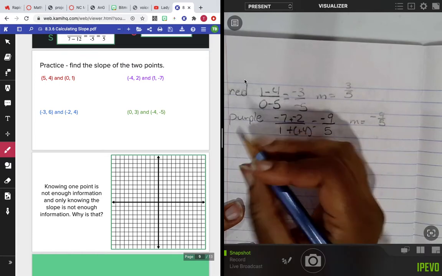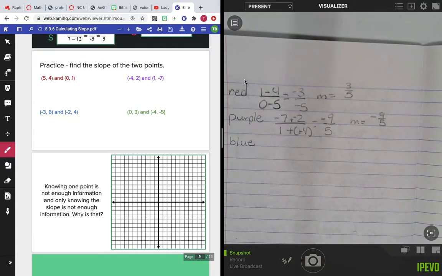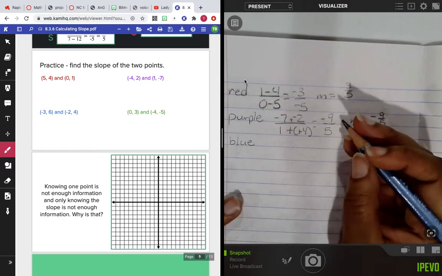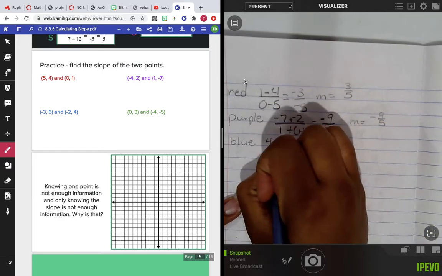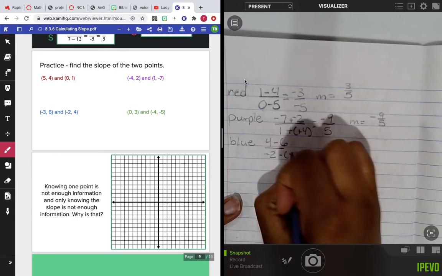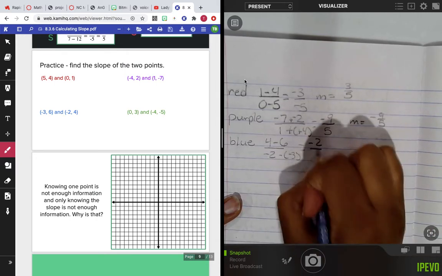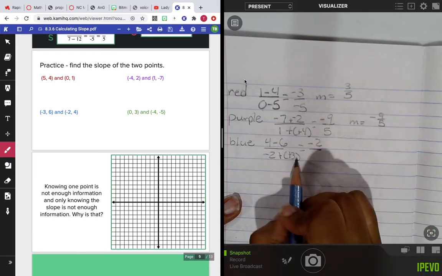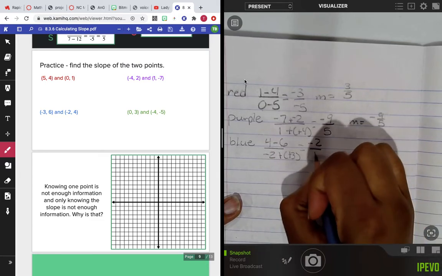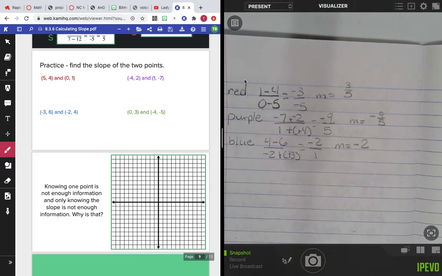And what you should notice, you guys, is that with fractions for slopes, if it's improper, you leave it improper. You don't change it to a mixed number. For the blue, I would do 4 minus 6, and then negative 2 minus a negative 3. 4 minus 6 is a negative 2. Negative 2 plus 3 is 1. So my slope is negative 2. There, we have a whole number for a change.